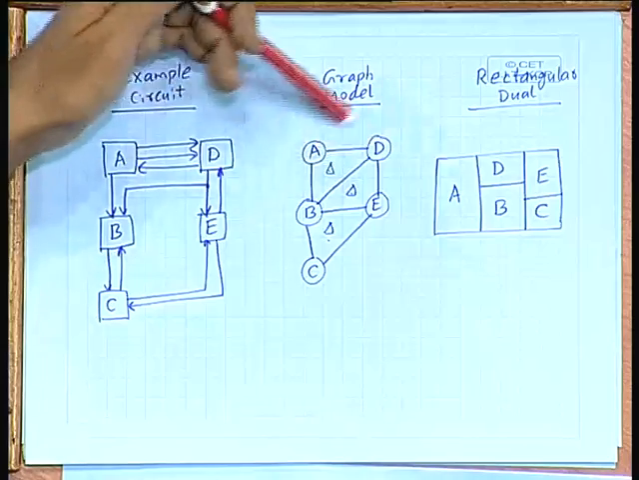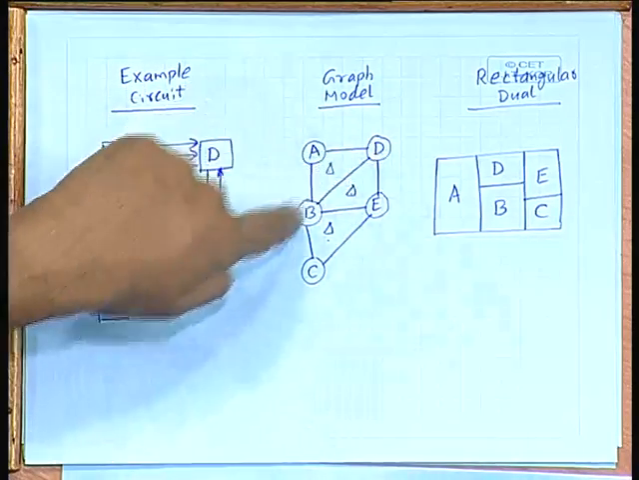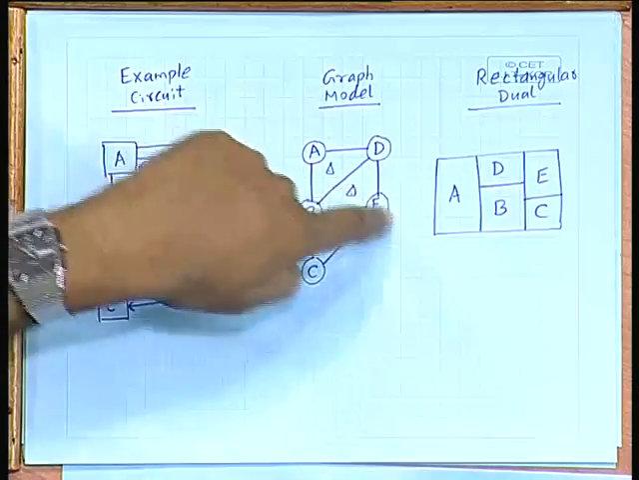Now, in this example, this is already triangulated. If, for example, D and B were not connected, we would have forcibly added this edge or an edge between A and E.